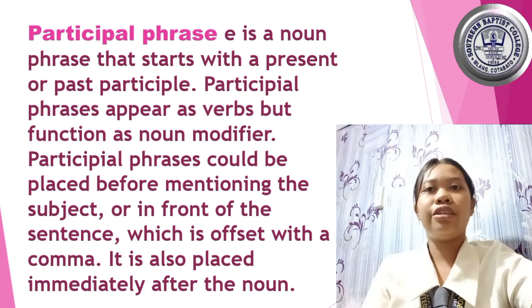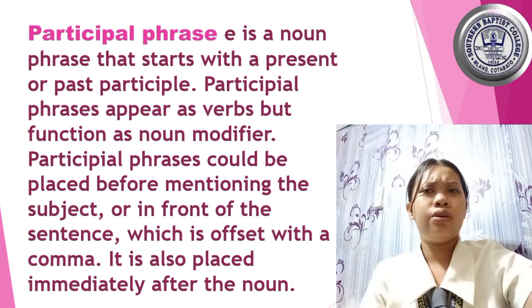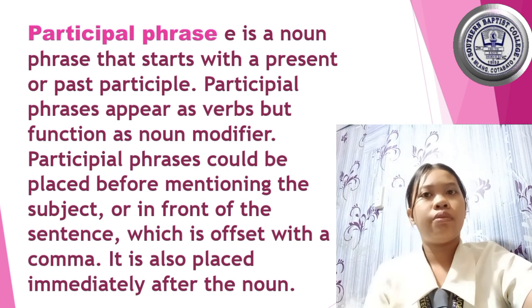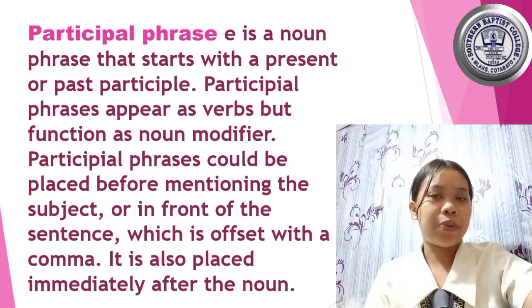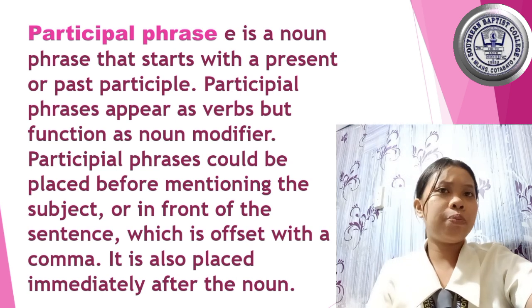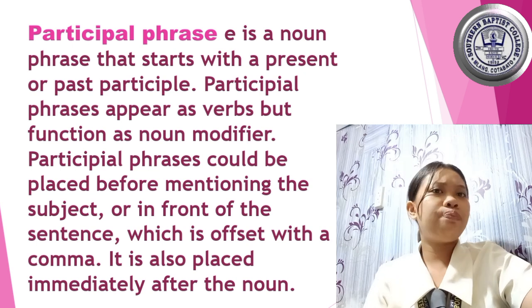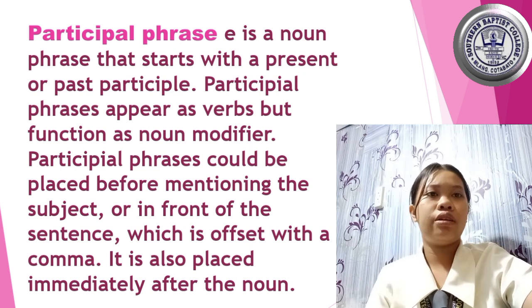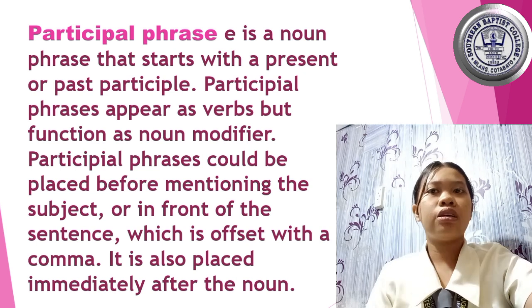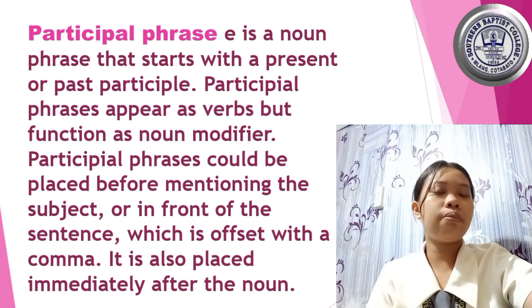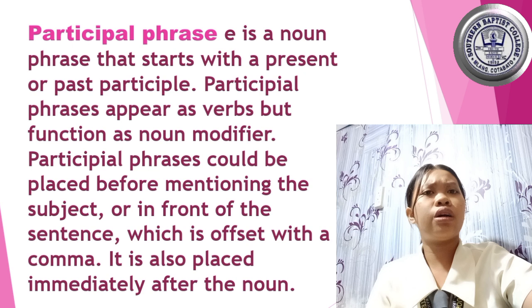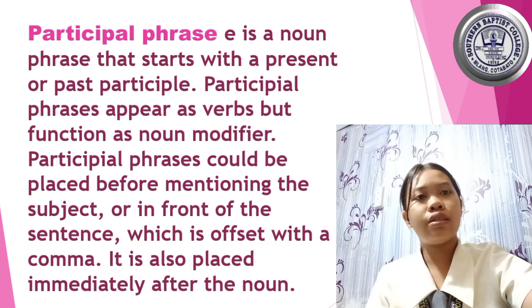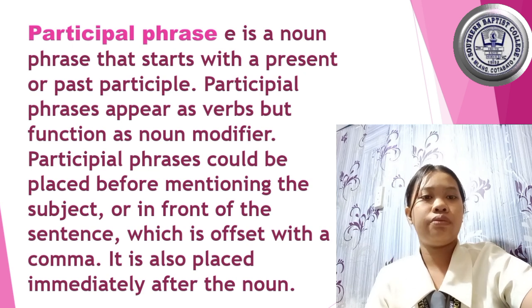So the last is the participle phrase. What is a participle phrase? It is a noun phrase that starts with a present or past participle. Participle phrases appear as a verb that functions as a noun modifier. Participle phrases could be placed before the subject, or in front of the sentence, which is offset with a comma. It is also placed immediately after a noun.